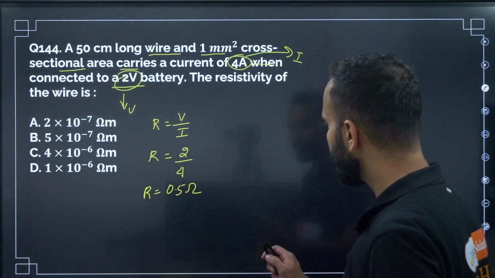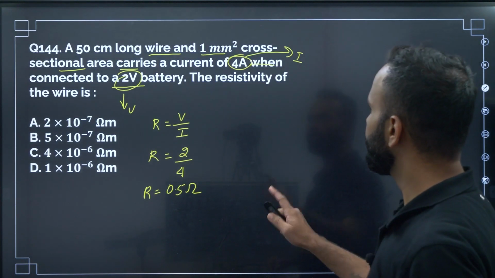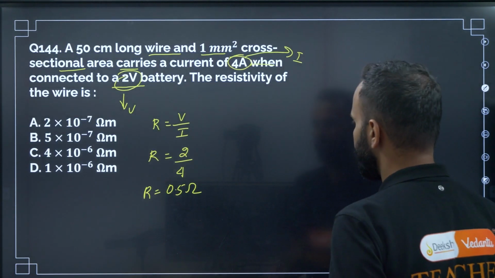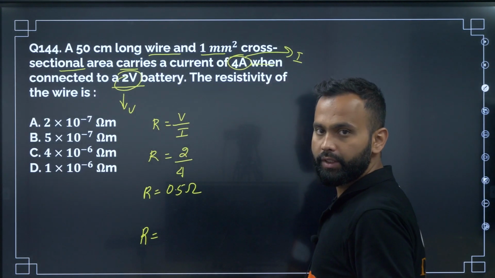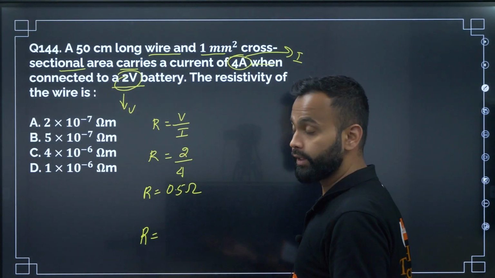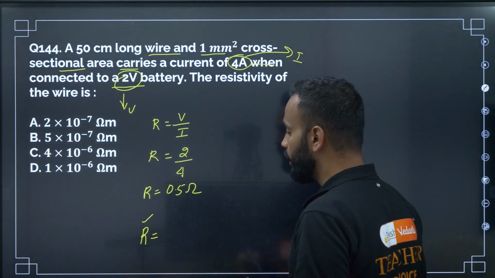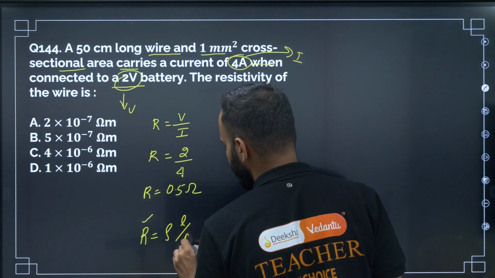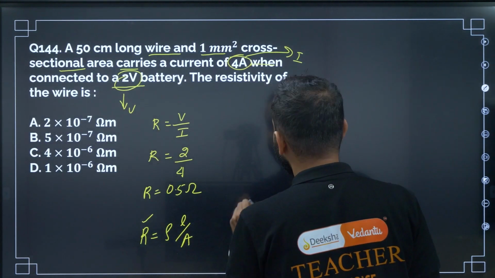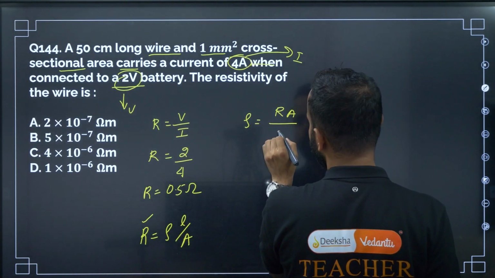Now we got the value of R. Now we can easily find the resistivity of the material. Length of the wire is given, area of cross section of the wire is given. So what is the relationship between resistivity, resistance, length of the wire and area of cross section of the wire? So R equal to rho into L divided by A, right? So rho equal to R into A divided by L.